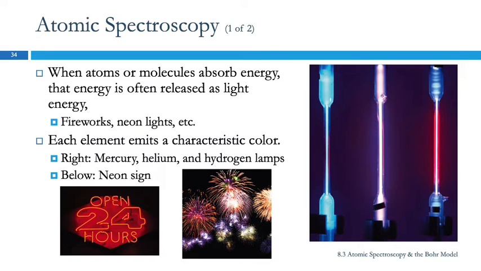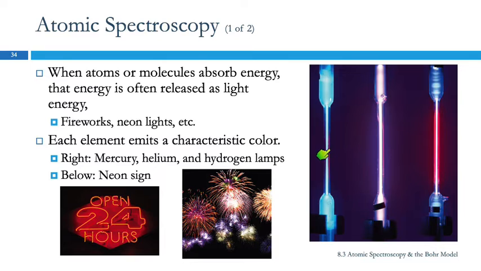And each element has its characteristic color. This is the characteristic color of neon. A true neon light is always this bright reddish orange. If you've got some other color, it's either another element or they've used some special glass or something, but that's what neon does. This is what mercury would look like. This is helium, and this is hydrogen.